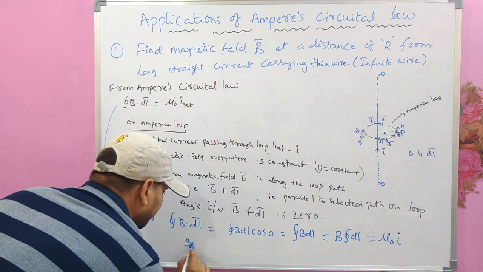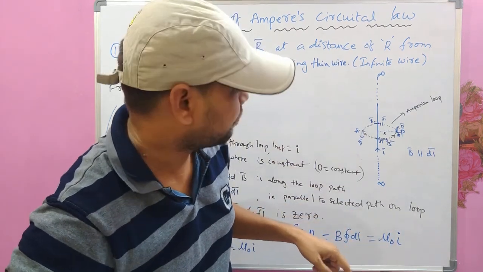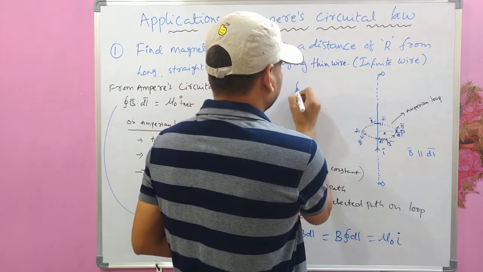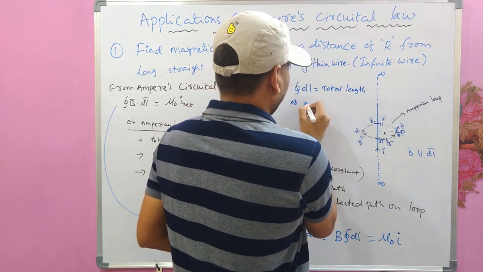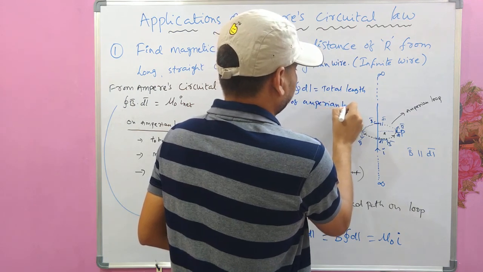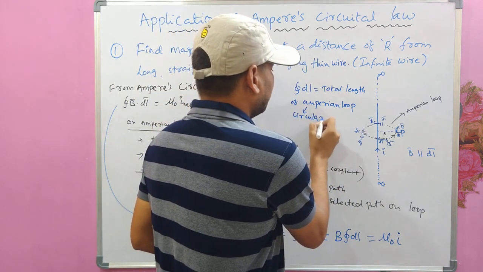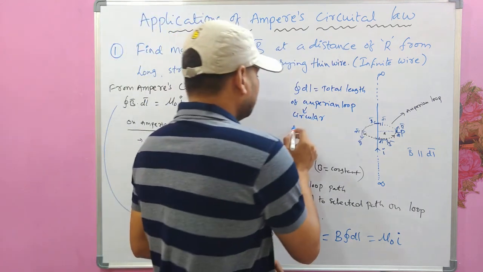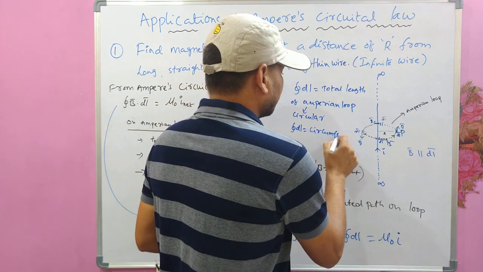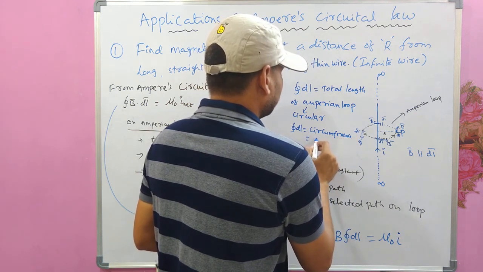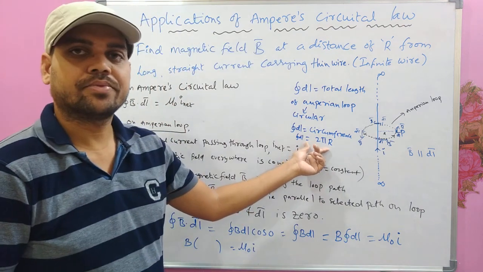What is integral dl here? Integral dl is nothing but the total length of the Amperian loop, and the Amperian loop is circular in shape, and hence integral dl is nothing but the circumference, which is equal to 2 pi times its radius.